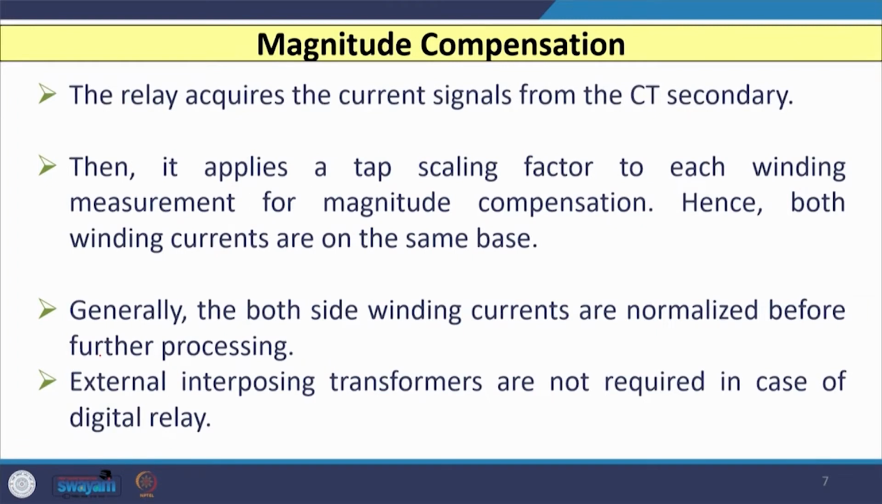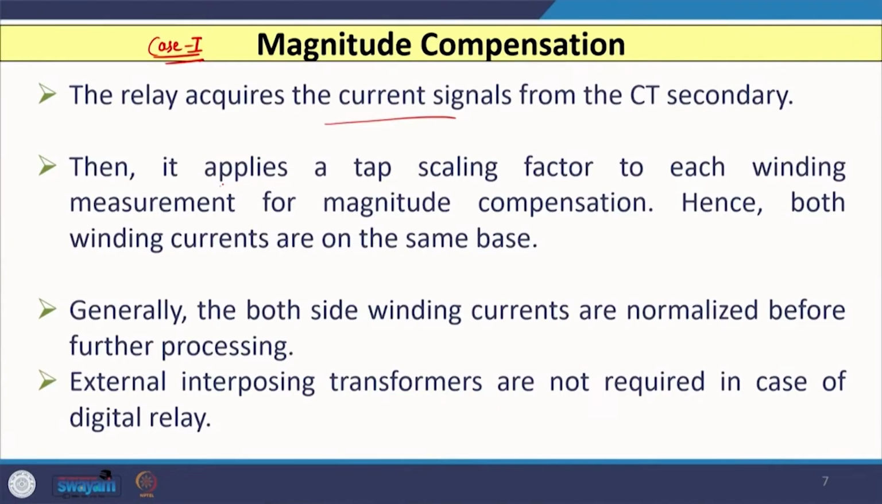Now, let us consider the first case, where we can see how magnitude compensation is possible using some mathematical equation in case of a digital or numerical relay. We know that the relay acquires most of the current signals through CT, and CT secondary signals are given to the relay. When the CT secondary currents are available, a factor known as the tap scaling factor is applied for each winding. So, for each individual winding the secondary current is multiplied by this tap scaling factor, and that is the main logic for magnitude compensation inside the digital relay.